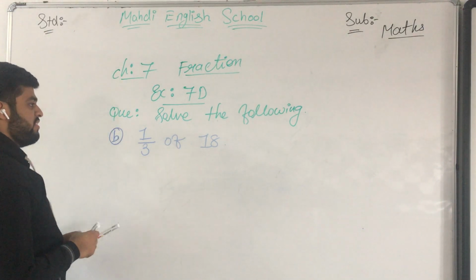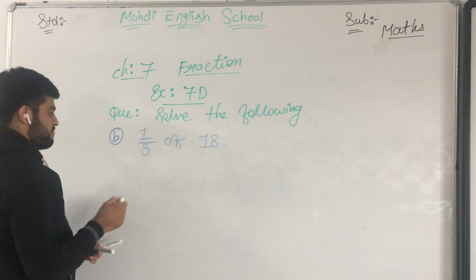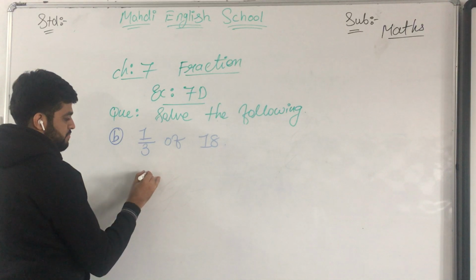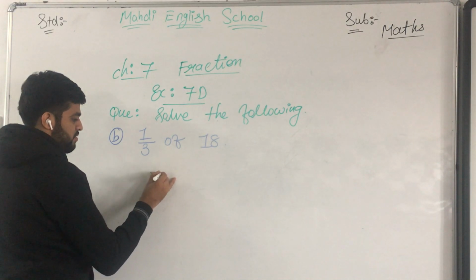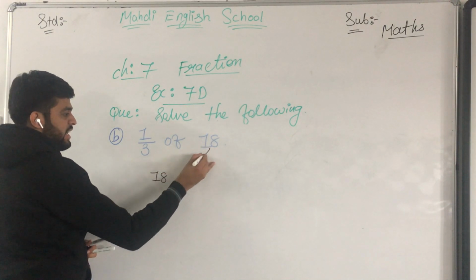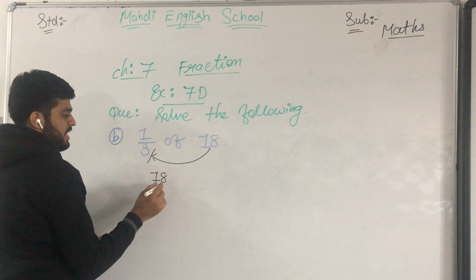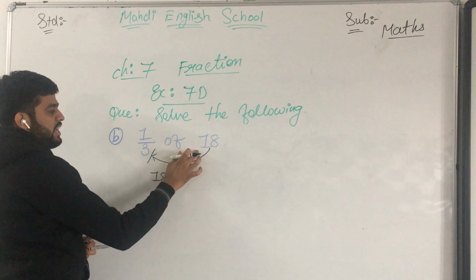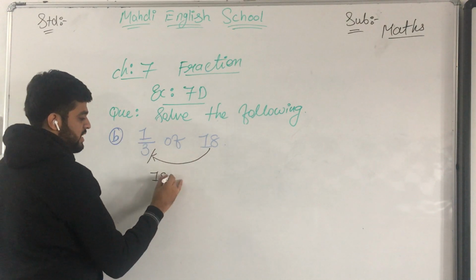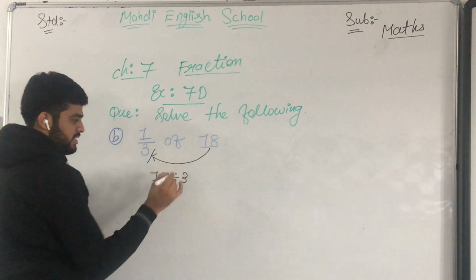Okay, so now here we do the step. First of all, we write 18. This 18 is divided by our denominator. Okay, we divide 18 by 3, so 18 divided by 3 like that.